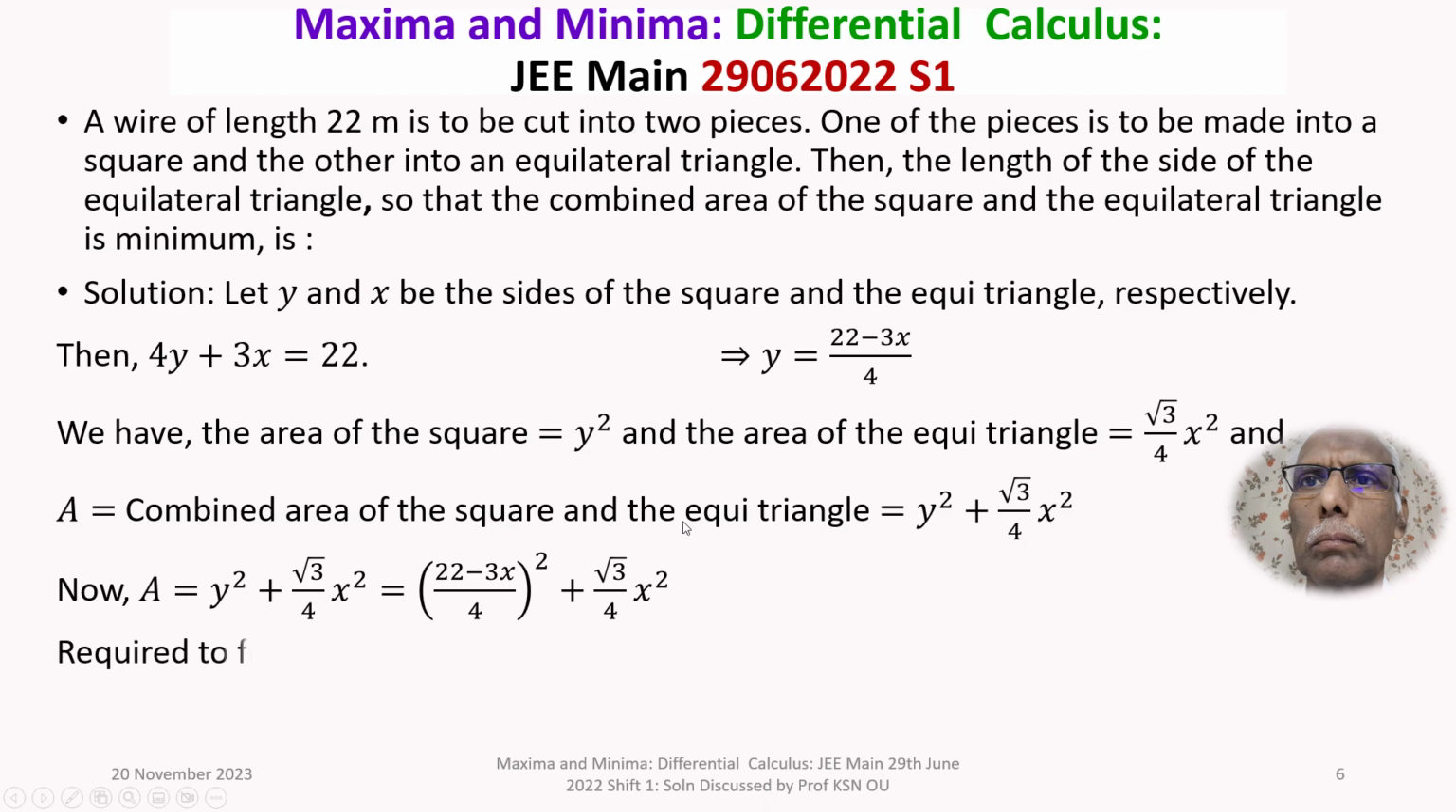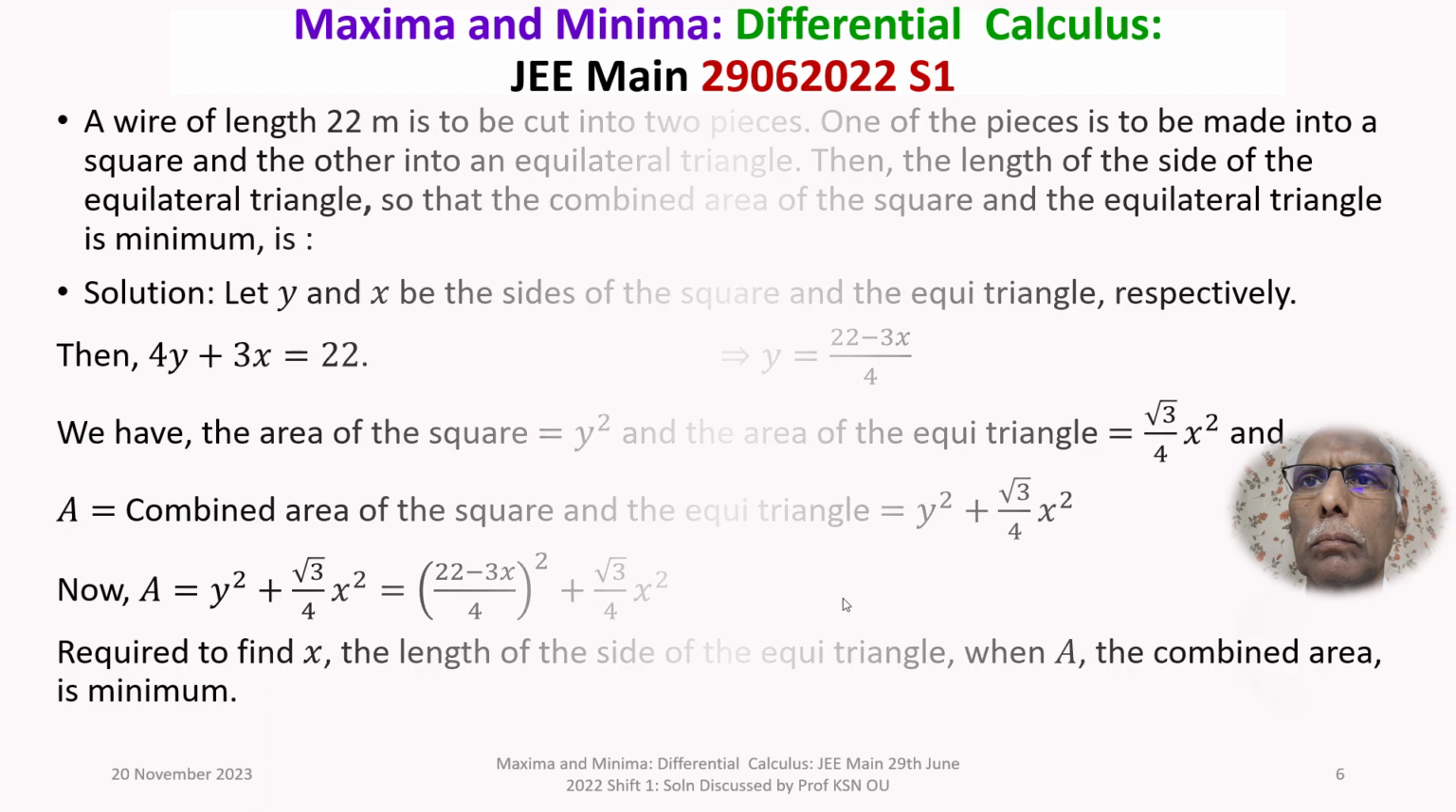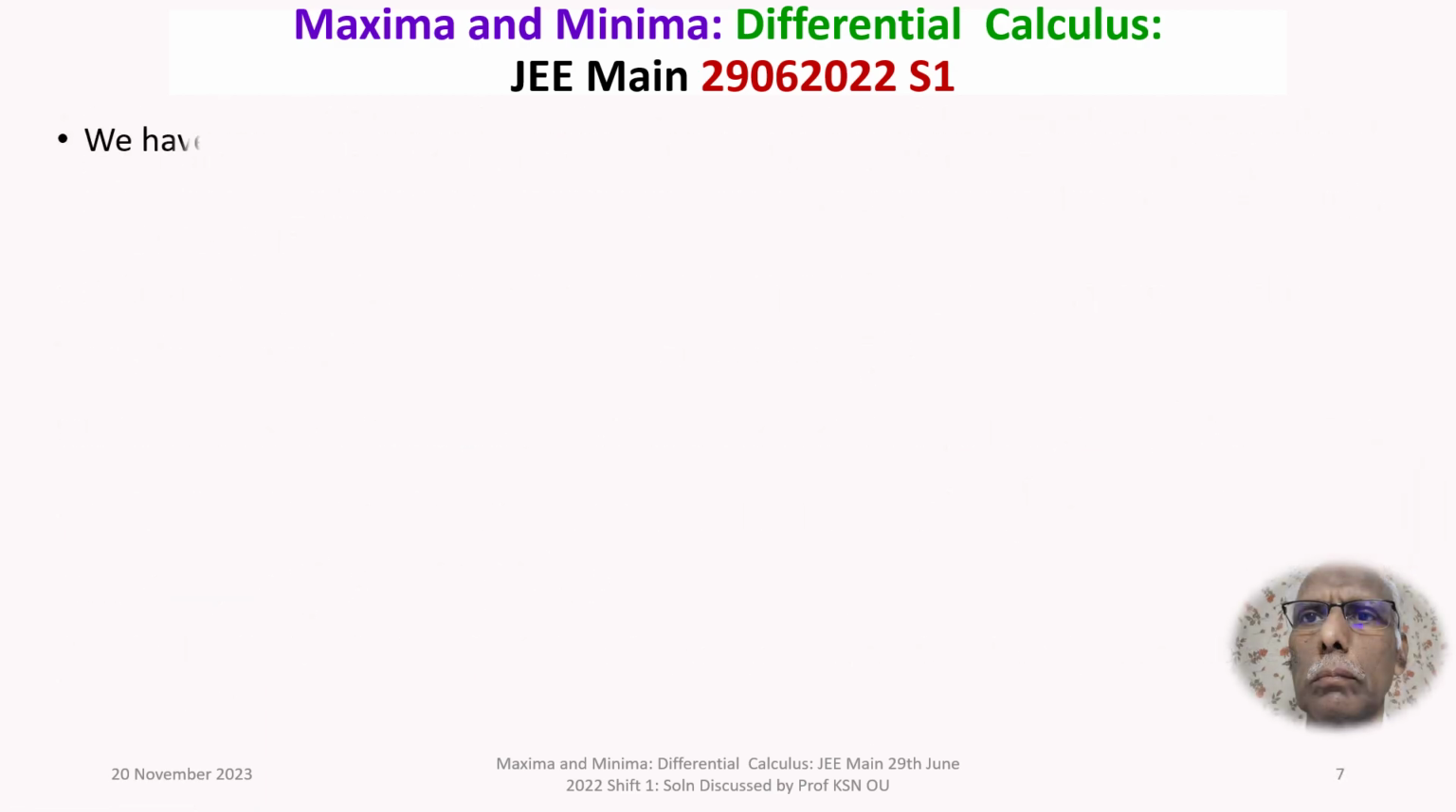What is the question? The question is required to find x. What is x? The length of the side of the equilateral triangle, when capital A, the combined area of the square and equilateral triangle, is minimum. So that means the problem is reduced to a maxima and minima problem of a function of a single real variable. We continue in the next slide.